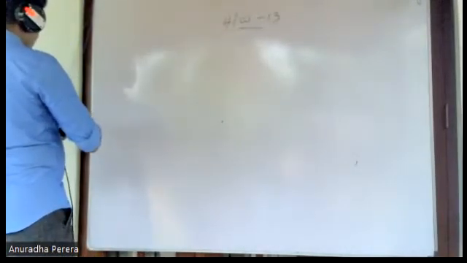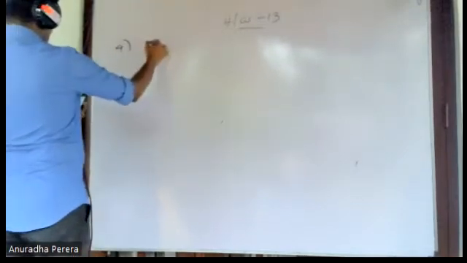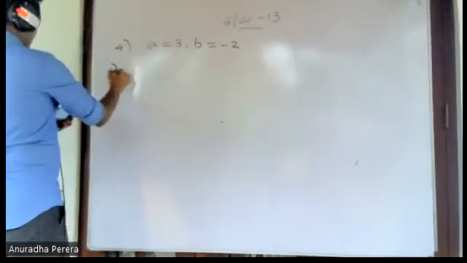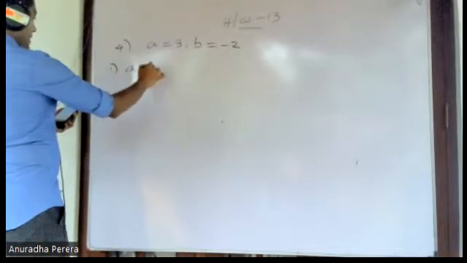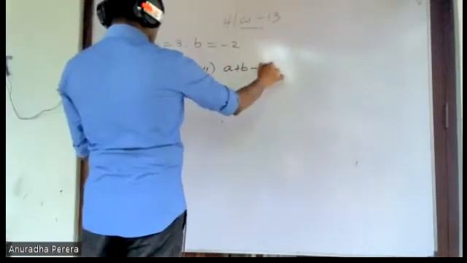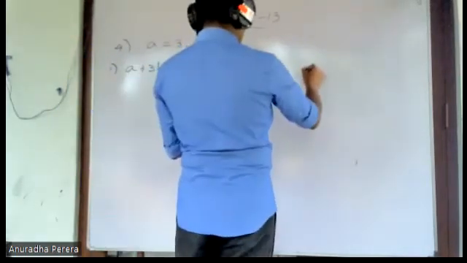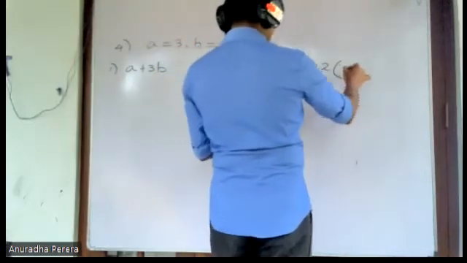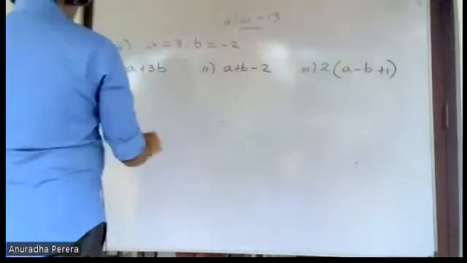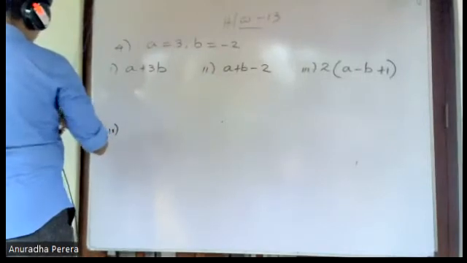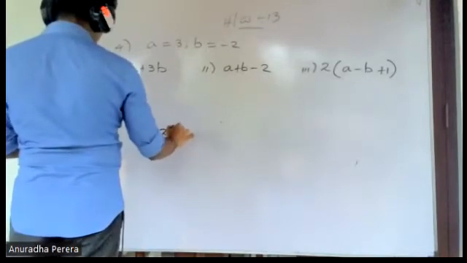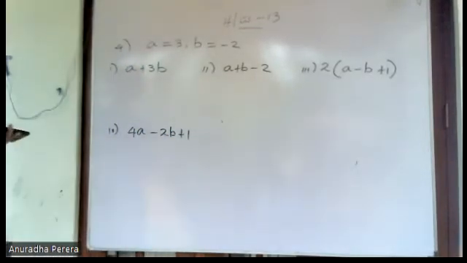Find the value of each of the algebraic expressions when a equals 3, b equals -2. The first one, a plus 3b. Then a plus b minus 2. Then 2 times a minus b plus 1. Fourth question, 4a minus 2b plus 1.